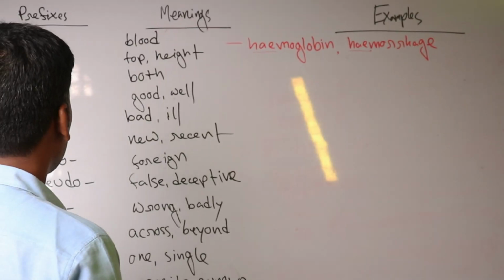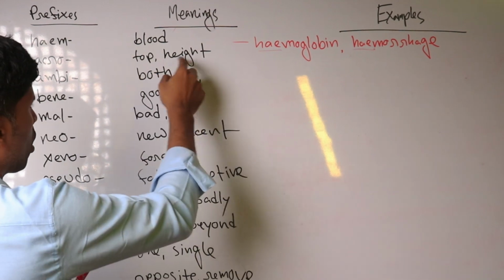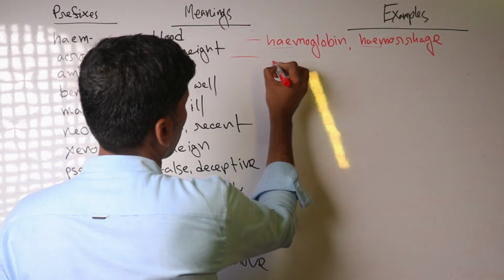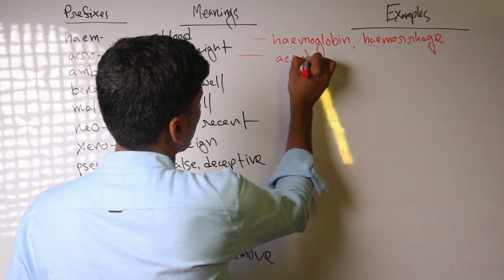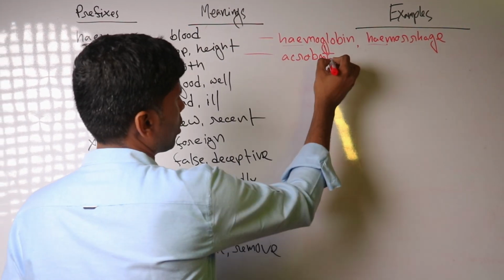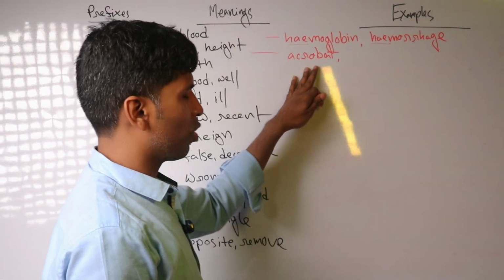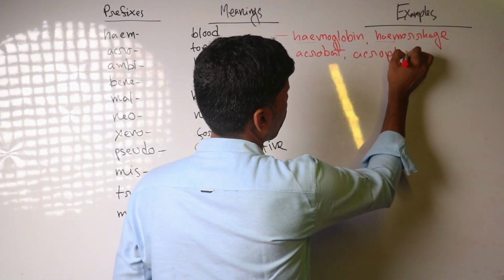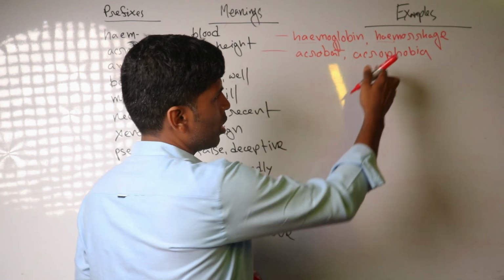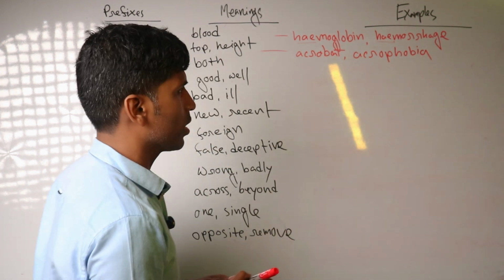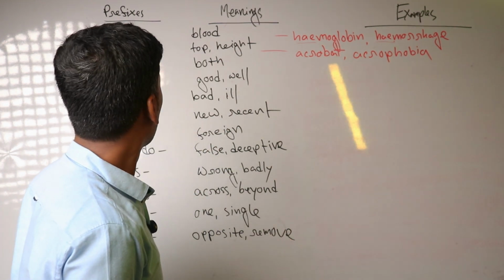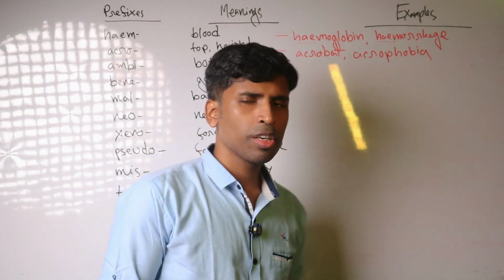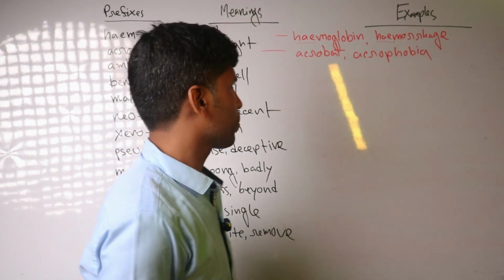Okay, so next we have acro, which means top or height. For example, we have acrobat. Another word for an acrobat would be a high walker. So phobia is fear or dislike, and acro is height. So acrophobia means fear of heights.